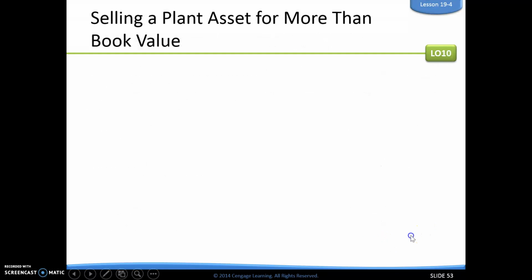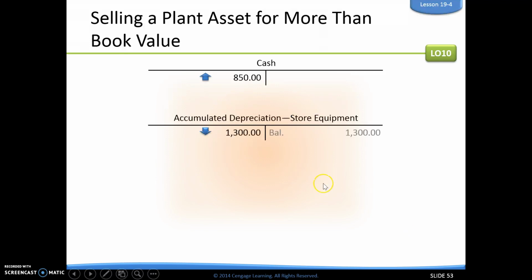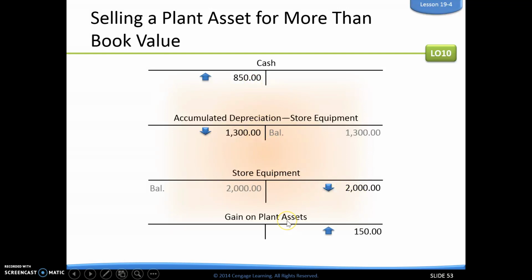What that actually looks like in T accounts is that our cash goes up by $850. Our accumulated depreciation is going to be wiped out. Remember, we're disposing of that asset. So is our store equipment for $2,000. But those debits, which are $850 and $1,300, don't equal our store equipment. That's where we have to have our gain on a plant asset, which is a revenue account, which increases owner's equity, so that would increase with a credit of $150. Now that we factor that in, our debits equal our credits.